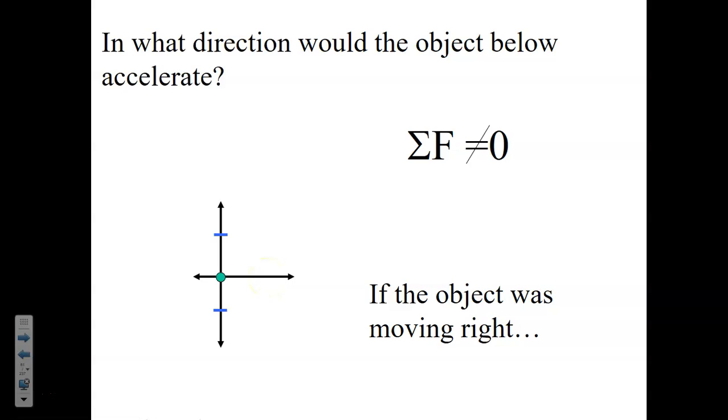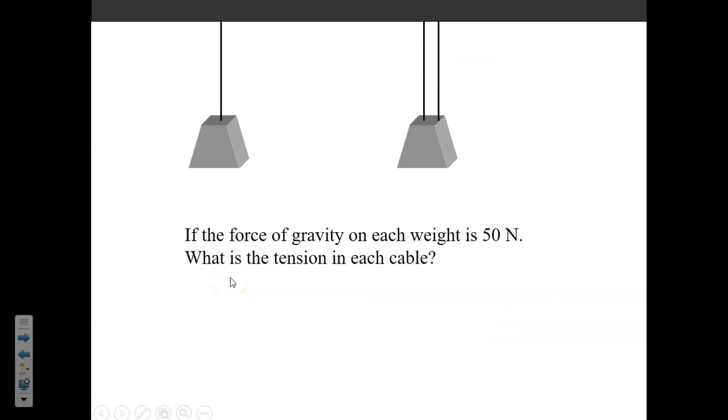Okay. What would be happening to its speed now if it was moving to the right? Well, there's still a net force to the right, so it would be speeding up to the right as well. Okay. What about the forces? Are they balanced now? Yeah, the forces are balanced. What would the object be doing if it was moving upwards? Would it be speeding up, slowing down, or moving at a constant speed? Well, since the forces are balanced, it'd be moving at a constant speed.